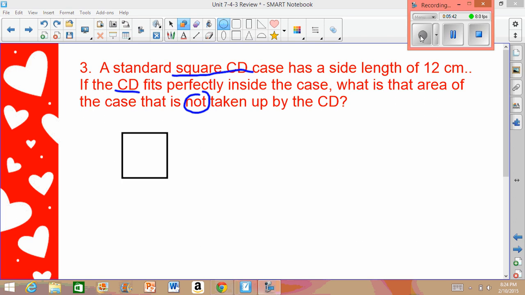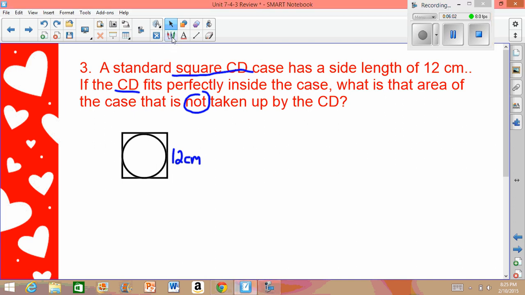So first I'm going to draw my square CD case, and I'm going to put the measurement of 12 centimeters on the side. After that, I'm going to draw my round CD, and it says it fits perfectly inside the case. So that means edge to edge, it's going to fit. Okay, so I've drawn my circle inside.